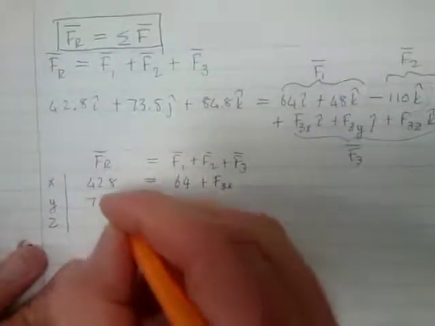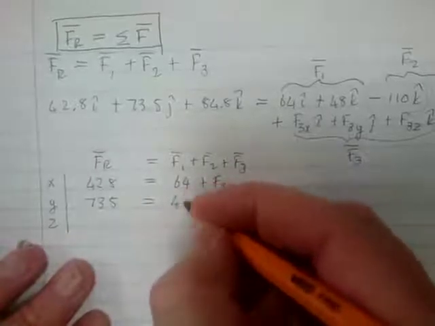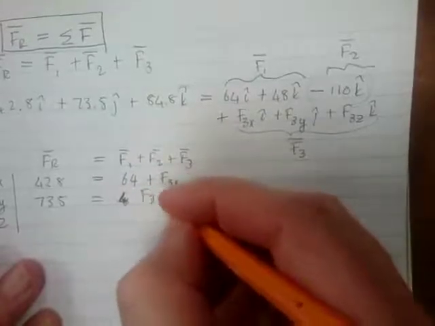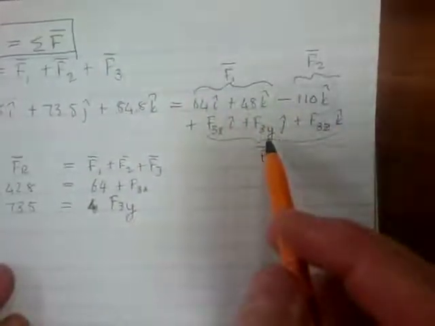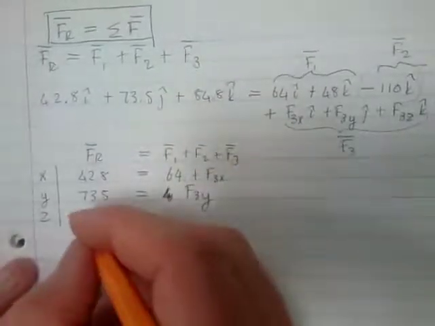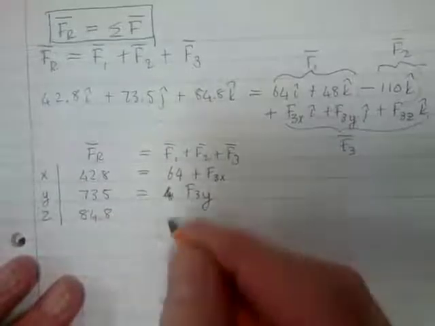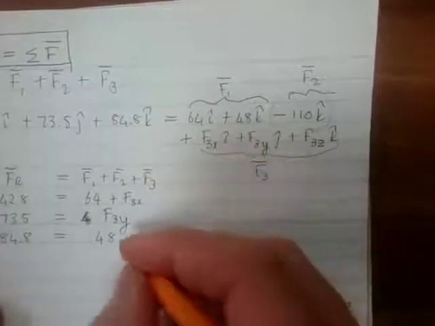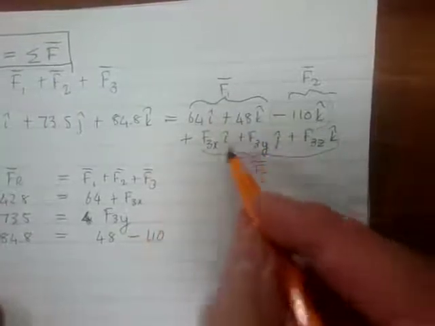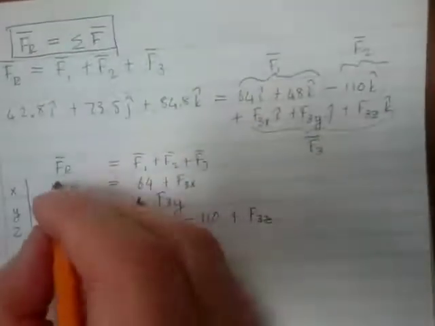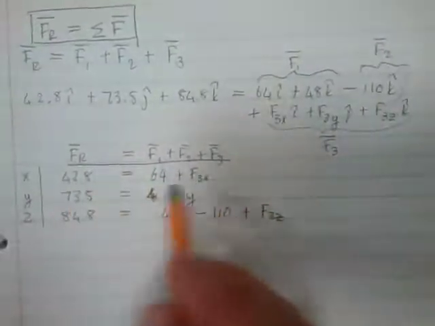Well, we've got 73,5 is equal to, straight away, F3y. On the right-hand side, the only y component is that. And then our z component: 84,8 is equal to 48 minus 110 plus F3z. So we've got those three equations.